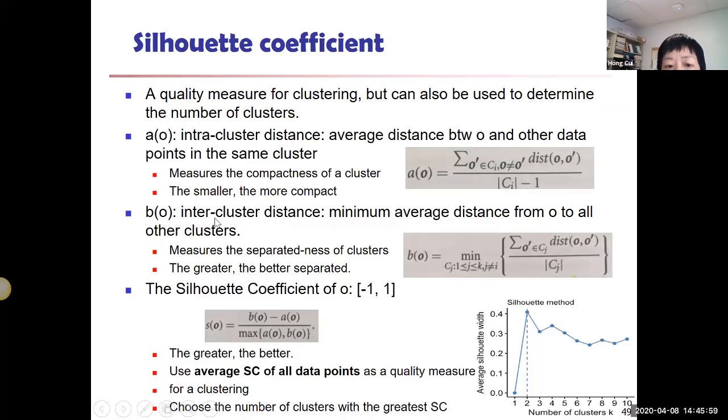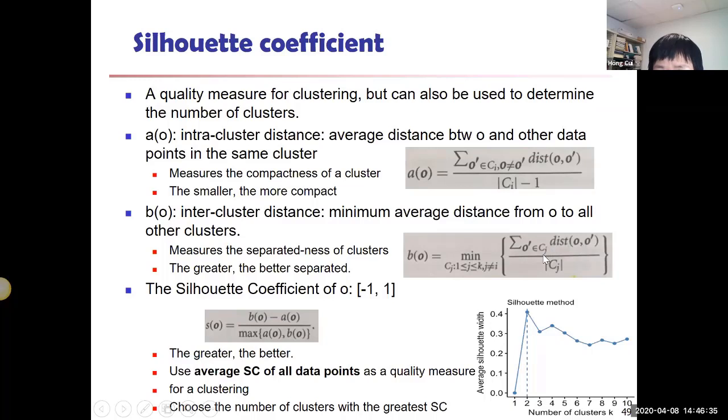b(o) is a function that measures the separateness of the clusters. So it's the minimum average distance from o to all other clusters. Okay. So we can look at this formula. It says take the minimum among a set of these values. What is this value? The value is the average distance of o to all the other points that are not in its own cluster.